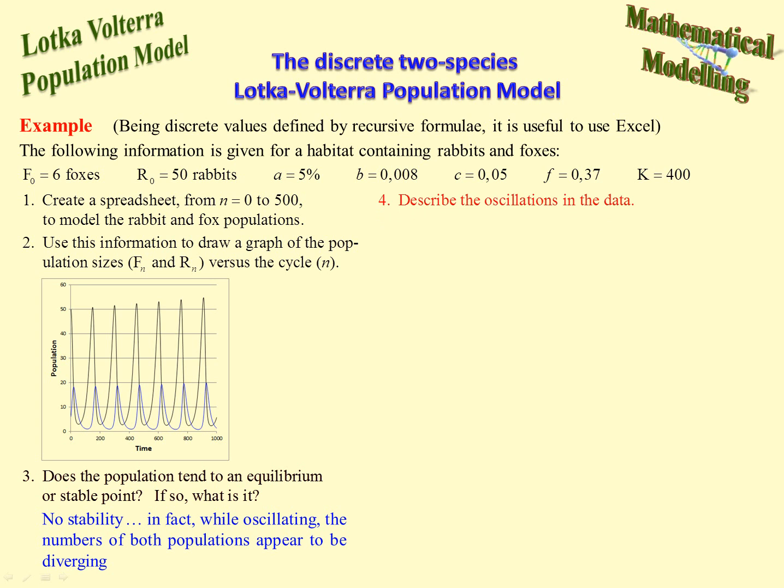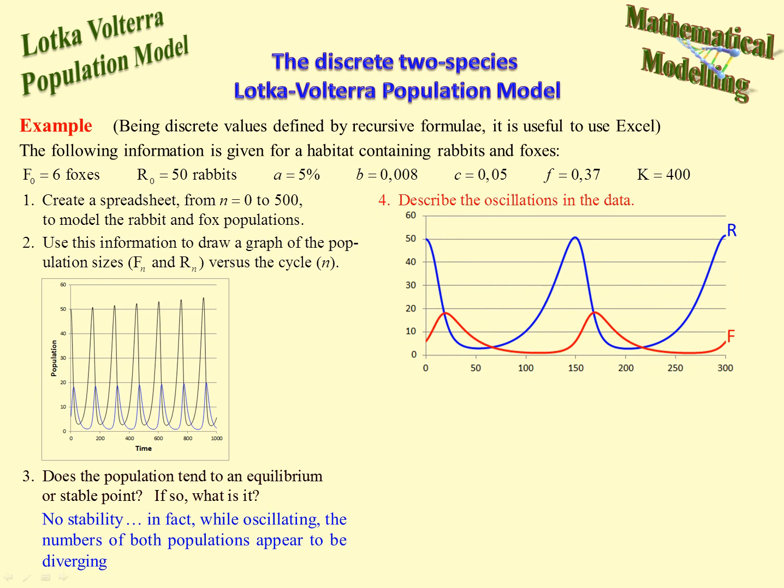So describe the oscillations in the data. So let's have a look at the actual oscillations. Now what I've done is I've taken from 0 to 300. So I've taken 0 to 300 alone. I've taken that bit and I've made a magnified version of this graph. There it is there. Blue is the rabbits and red is the foxes.